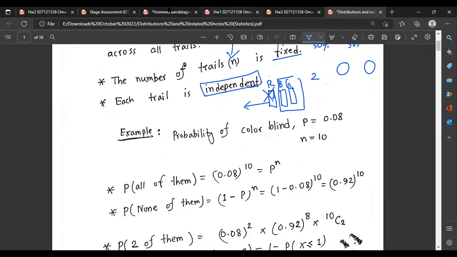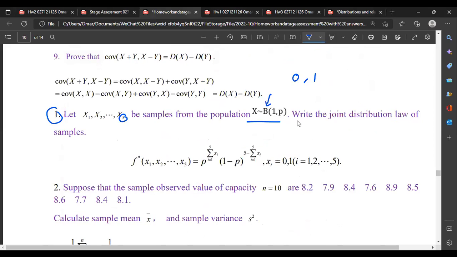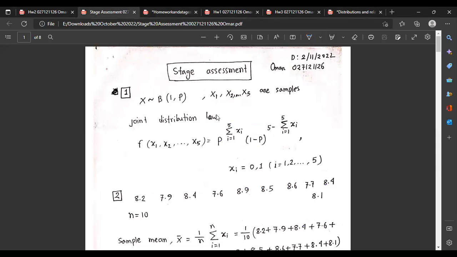Now let's come back here. X follows the binomial distribution with 1 and p. Write the joint distribution law of the samples. Here, the joint distribution law is P of i equal to 1 from 1 to 5, because we have x1 to x5 in the question here.